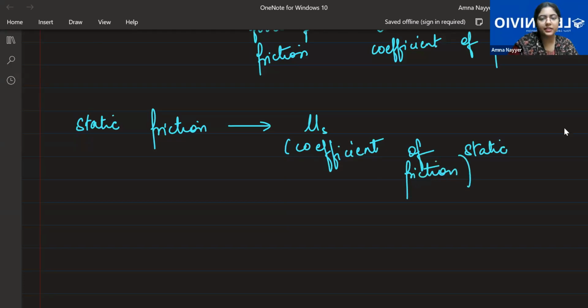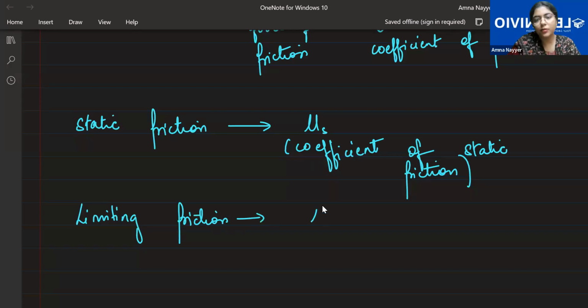Okay, this is the coefficient of static friction. It will have its value when the static friction force is at its limit. Then you have limiting friction. Here you will use mu L. These values will be given. You don't have to remember any value. Sometimes you'll need to calculate these values, so using the formula, you will be able to do that.